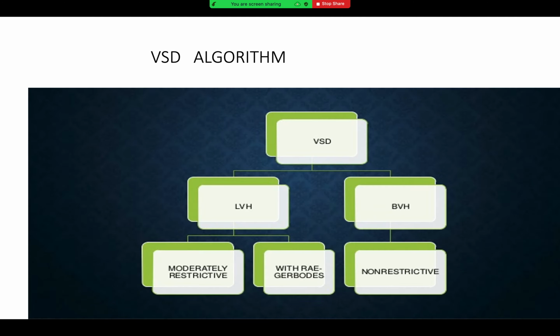So how do you classify the ventricular septal defect? To make it a little bit easier, as I had already said, there are two things which can happen. One is only left ventricular hypertrophy will happen, otherwise both sides will get hypertrophied. If both sides are getting hypertrophied, it simply means only one thing. It means it's a non-restrictive type. Otherwise, if it will be left ventricular hypertrophy only, so it can be restrictive.